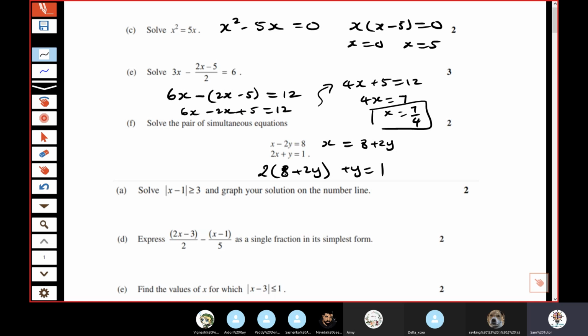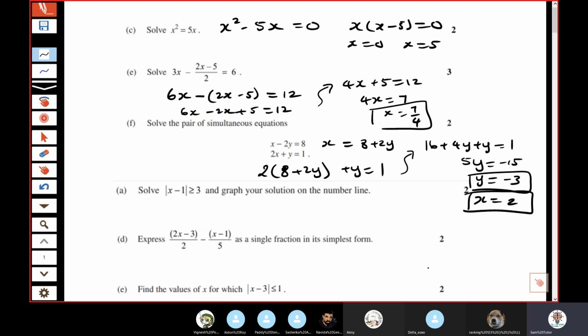And then just solve. So 16 plus 4y plus y equals 1. That becomes 5y. 1 take away 16 is negative 15. Sub it back into the original. 2 times negative 3 is negative 6. 8 take away 6 is 2. X equals 2. Any questions about that one?